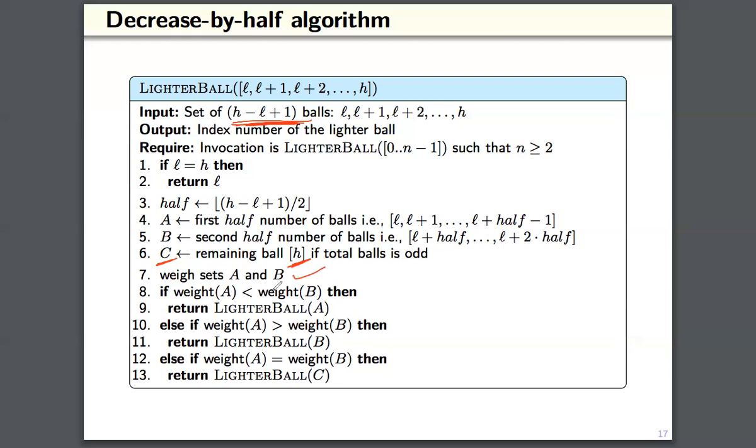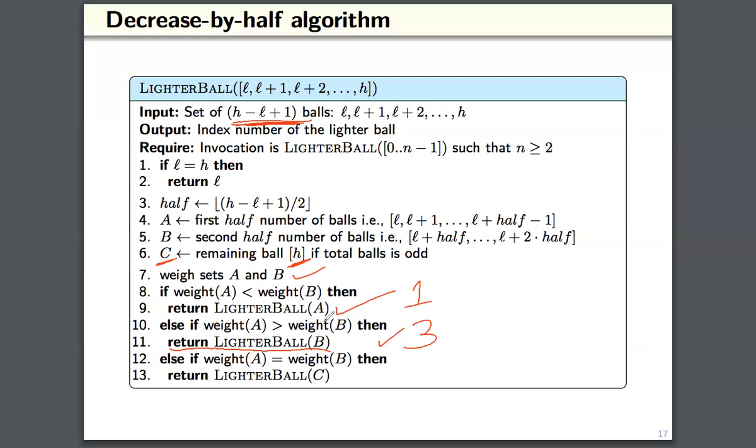If weight of A is less than weight of B, then you recursively call lighter ball in A. So this was the case 1 as described before, right? Else, if weight of A is greater than weight of B, recursively compute and return lighter ball of B. This was the case 3 in the previous diagram.